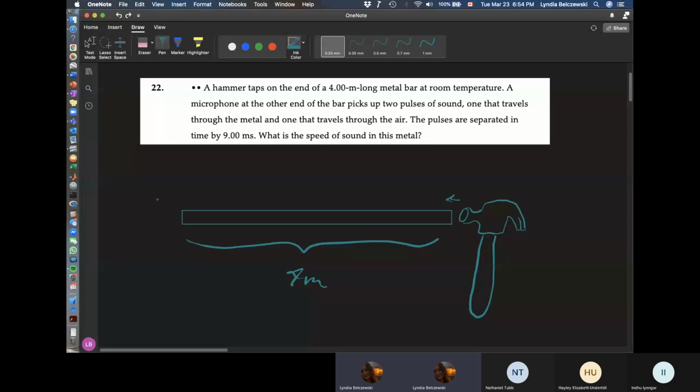And so at the very end here, we have a microphone. I don't know what microphones look like. We'll say that. And the microphone picks up both sounds. It hears one sound that came through the metal and one sound that went through the air. And there's like a 9 millisecond delay between them. 9 milliseconds being the value of the time difference. And we can write that as 9 times 10 to the minus 3 seconds.